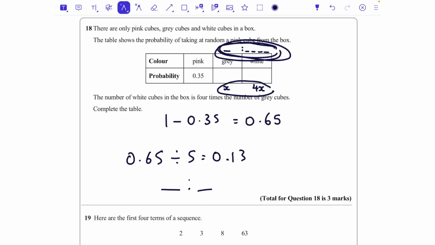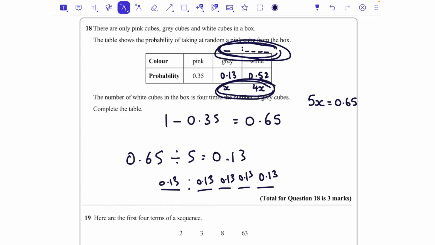So if you think about that ratio, I've got 0.13 on each of those little lines, which means that grey is 0.13 and white is 0.13 times 4, so that is 0.52. The other way to do it is to say, well, together x and 4x is 5x, and 5x needs to equal 0.65. Dividing by 5, x is 0.13, and then you can work it out in the same way. We've completed the table there.